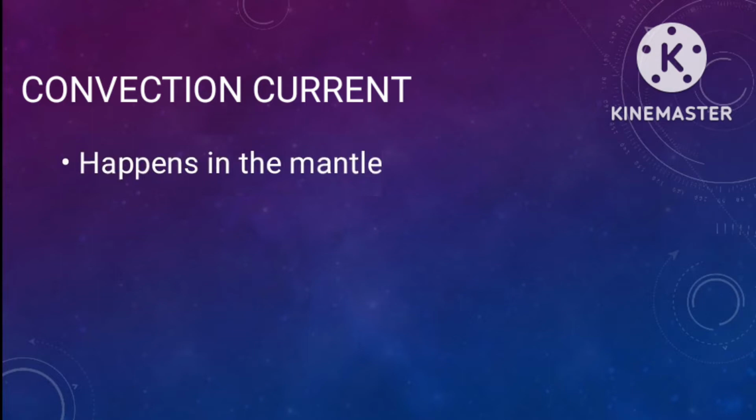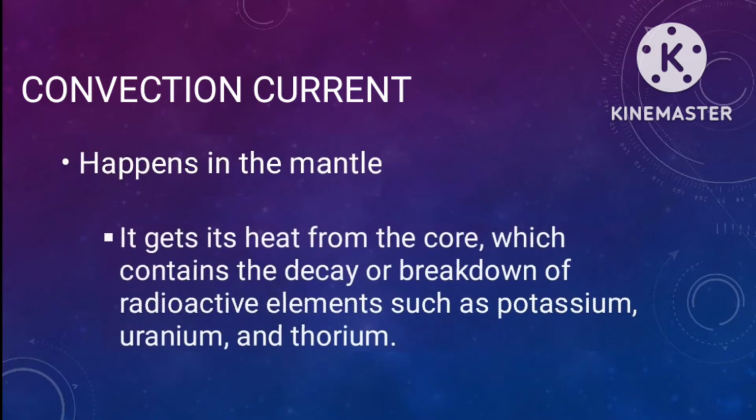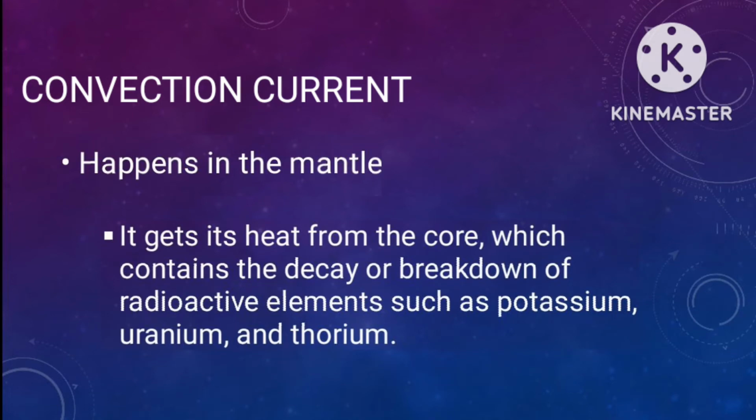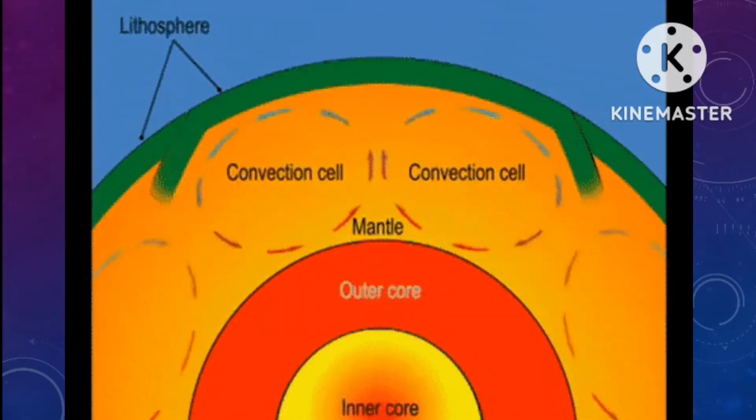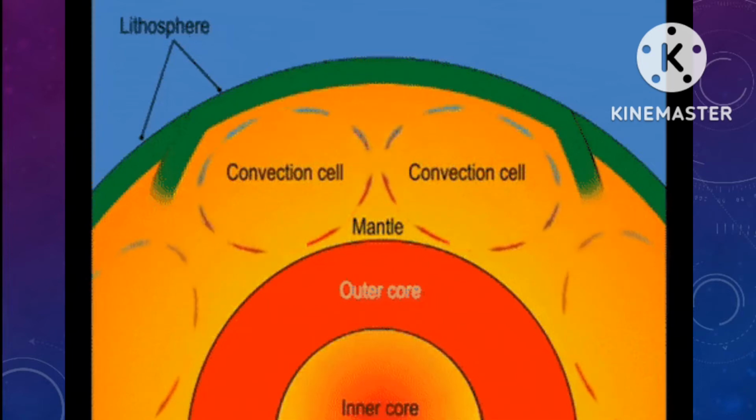As you already know, the mantle is hot, but why? It gets its heat from the core, which contains the decay or breakdown of radioactive elements such as potassium, uranium, and thorium. The magma is hot because of the heat it gets from the outer core.